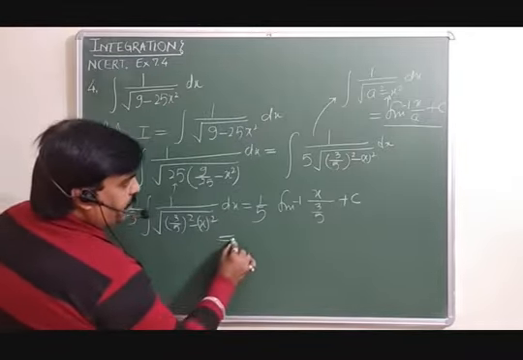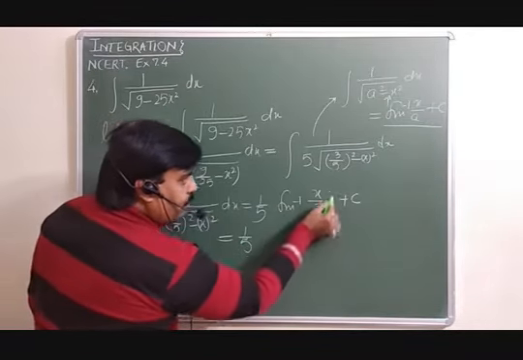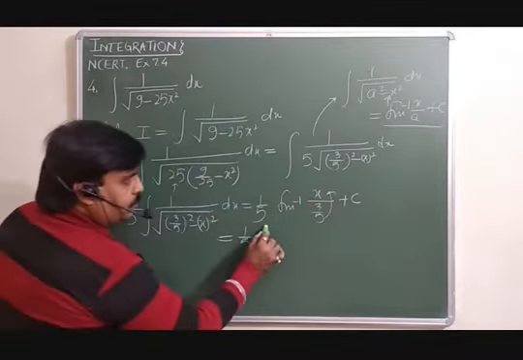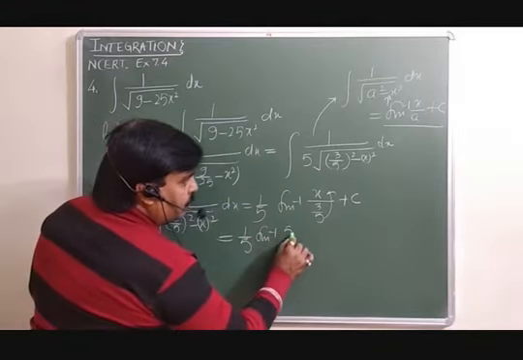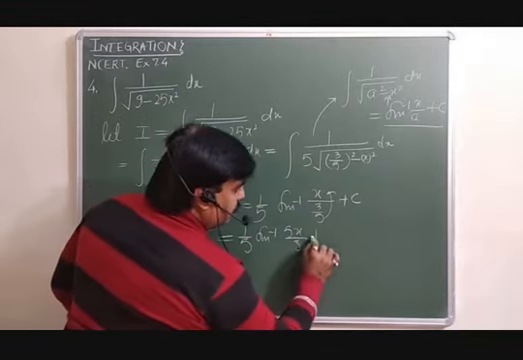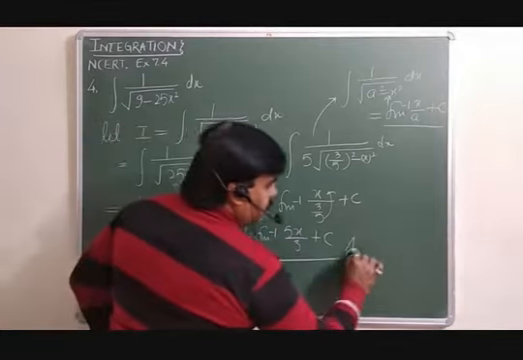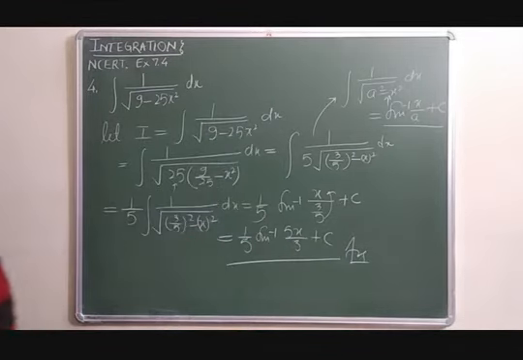And this can be written as 1 over 5, and this 5 will go in the numerator here. So this becomes 1 over 5 sine inverse 5x over 3 plus c. And this is your answer. Have a look.